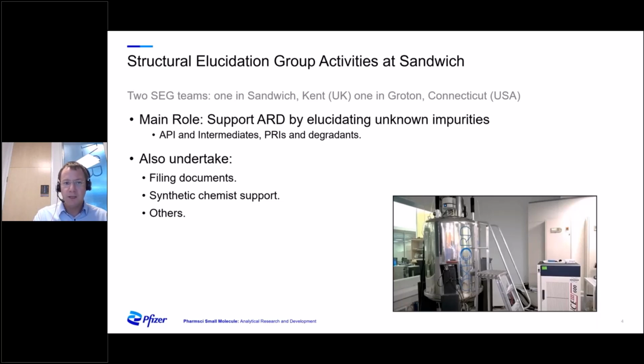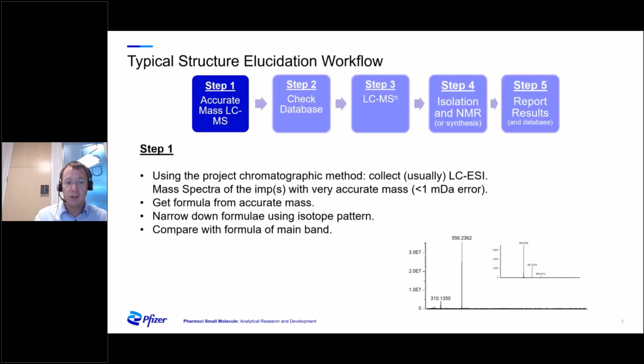Most of the problems we get, we'll address using a fairly typical structure elucidation workflow. What we will tend to do is use the project's chromatographic method to collect usually an electrospray mass spectrum. We'll collect this across the whole chromatogram with very accurate mass, typically better than a millidalton, and we'll use this accurate mass to determine possible formulae of the impurity. We'll base the possible elements on the molecular formula of main band and some chemical common sense. We'll also use the isotope pattern of the mass spectrum of the impurity to narrow down the list of possible formulae. And by comparison of the proposed formulae for the impurity with that of main band, we can tell the nature of the chemical change.